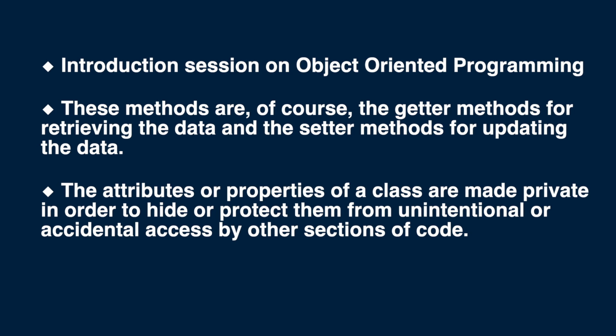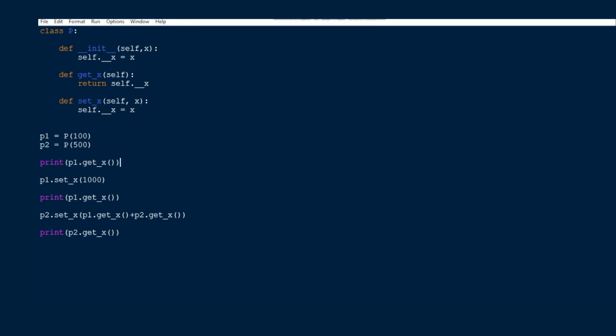Let us examine the Java style of writing a class. We have defined a class called P, and it has a variable, a member called x, and two methods by the name get_x and set_x. We have already talked about this self object in our previous sessions.